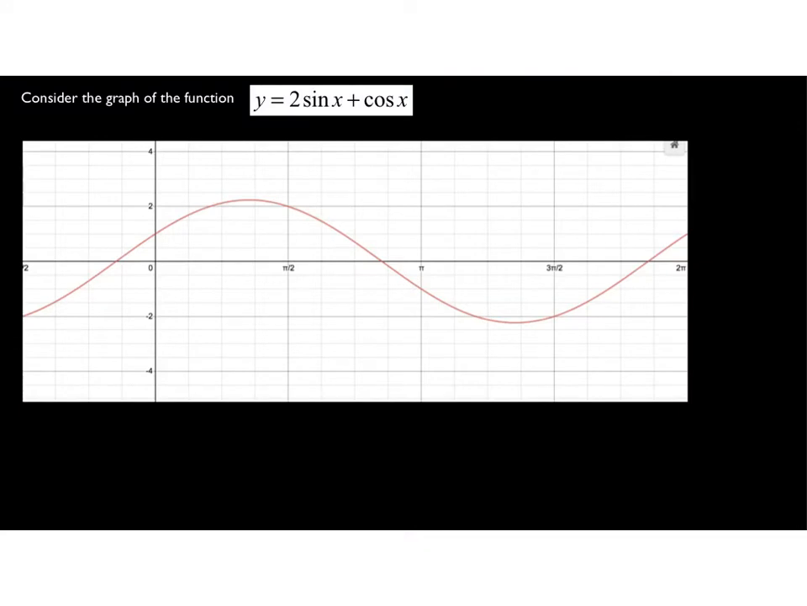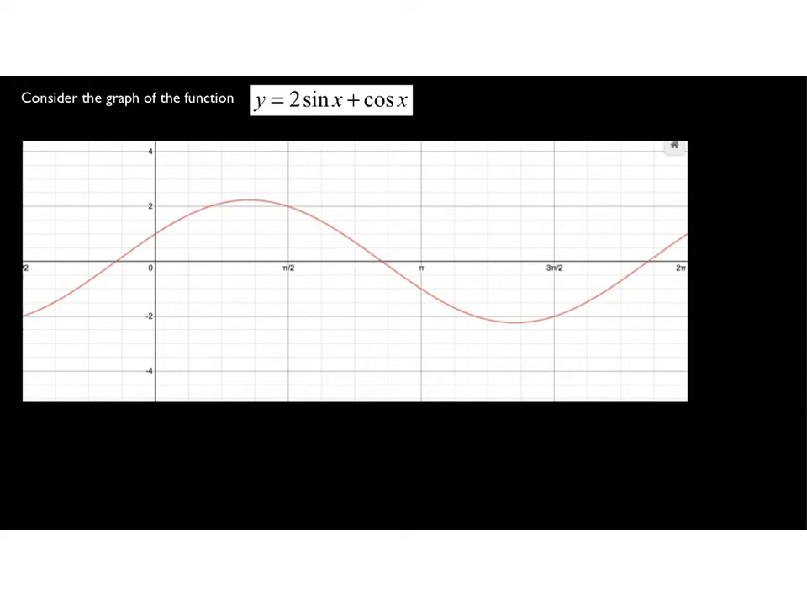So we're going to start off by considering the function y equals 2 sine x plus cos x. That's a composition of a cosine function and a sine function. What I want you to do is have a look at the graph of this function. Look at its shape. Can you see that it takes the shape of a sine or a cosine function which has been stretched and translated in some order?